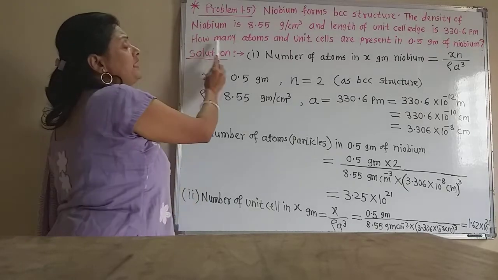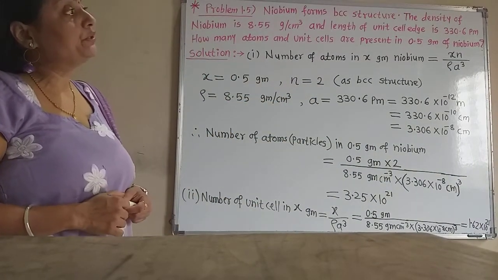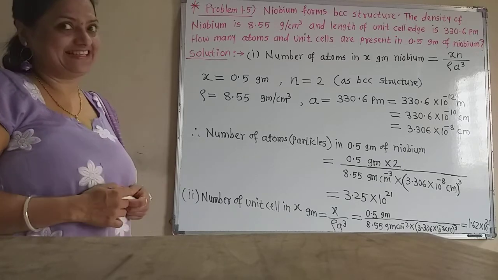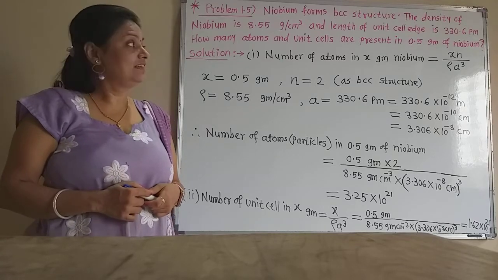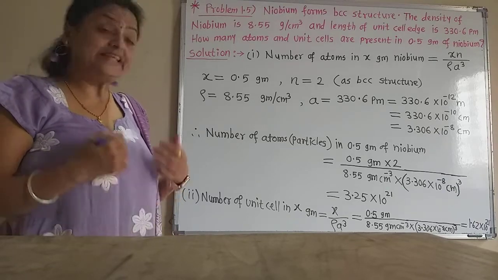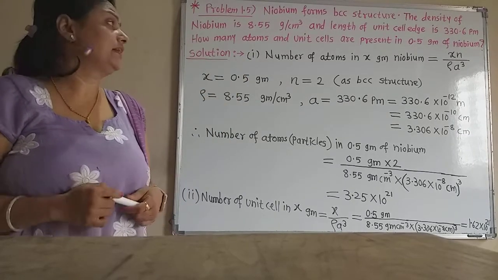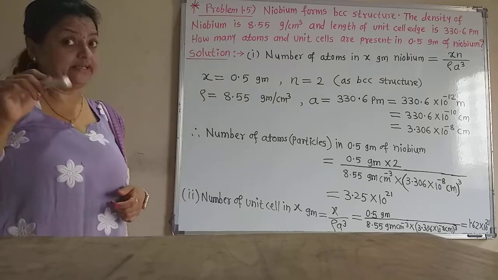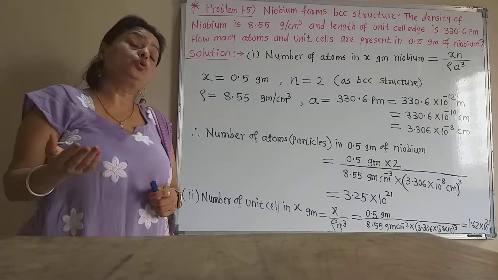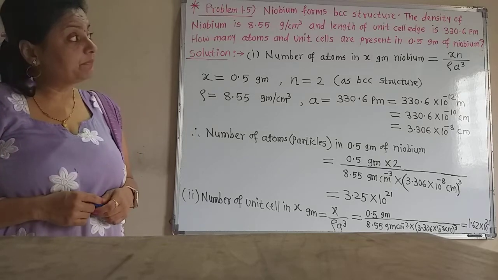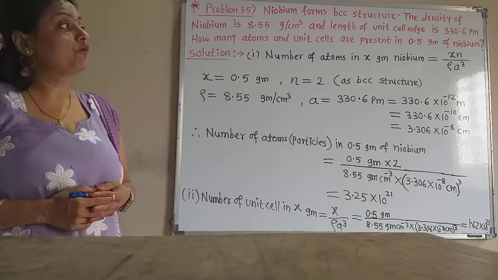Now, how many atoms and unit cells are present in 0.5 gram of niobium? That means x is given, that is 0.5 gram, the mass of the metal. So how many unit cells and how many particles? Atoms mean particles, because in the metal there are atoms, that is the particles. We also need n, which in the BCC is always 2. But we want to calculate how many particles are present in 0.5 gram of niobium and how many unit cells are present in 0.5 gram of niobium.